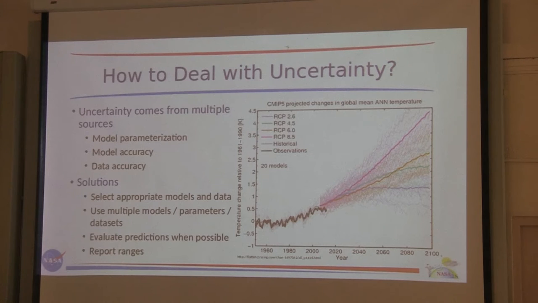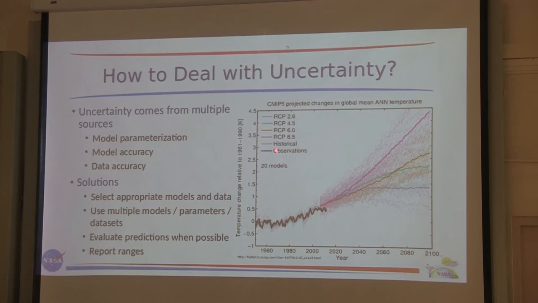Well, some methods to deal with it are, first of all, selecting the appropriate model or data. So if you're trying to figure out what general climate model you want to use for your particular location, you can look at how accurate they are. Certain climate models do better in certain locations. One climate model might do really well over South Africa, but it might not do very well over Tucson, Arizona. So that's important. You try to select models that do well for your particular location. You can also use models that use different parameterizations and different data sets.